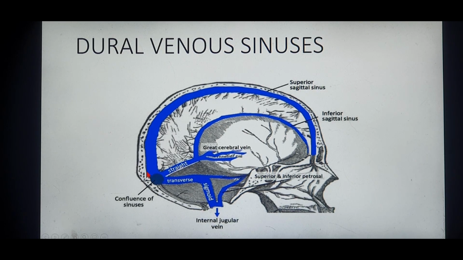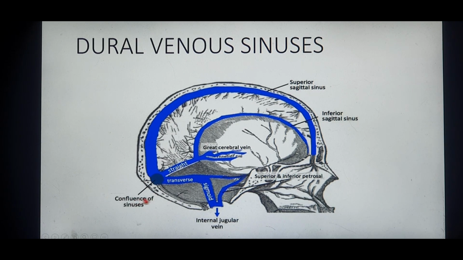Now, the superior sagittal sinus terminates over here at the confluence of sinuses. Similarly, the inferior sagittal sinus ends and joins with the great cerebral vein to form the straight sinus, and the straight sinus joins with the confluence of the sinuses. Okay, so that is the rough part you have to always remember.